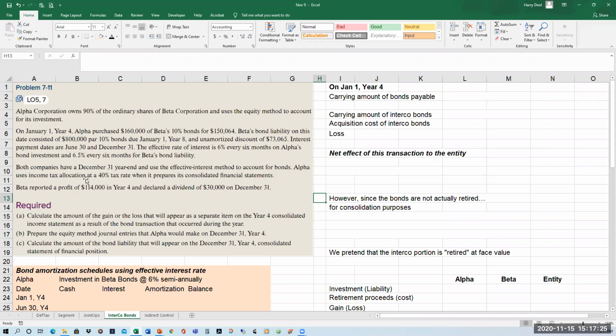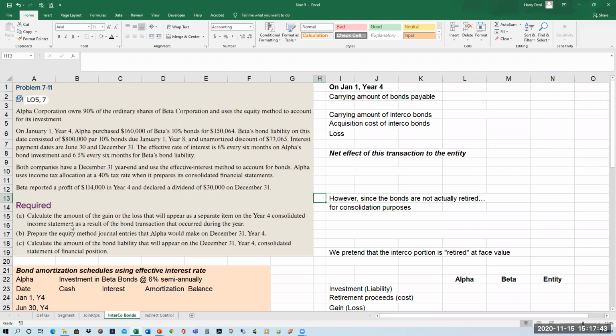Alpha uses income tax allocation at a 40% tax rate when it prepares its consolidated financial statements. Beta reported a profit of $114,000 in year 4, and declared a dividend of $30,000 on December 31st.